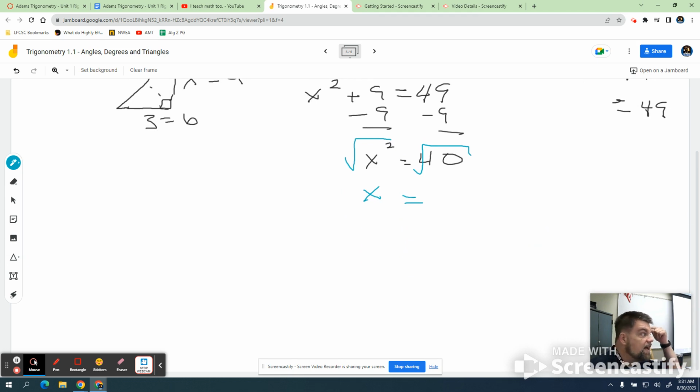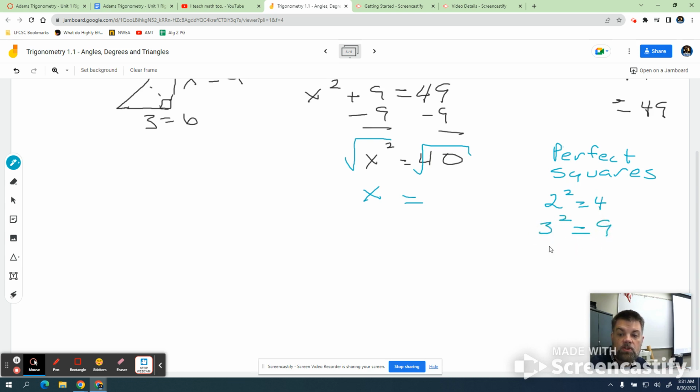So I need to think in my head, what is 40 divisible by with regards to a perfect square? So if you don't remember what the perfect squares are, the perfect squares are just numbers that are squared. So 2 squared is equal to 4. 3 squared is equal to 3 times 3, which is 9. What's 4 squared? 16, right? 4 times 4, that's where that comes from, equals 16.